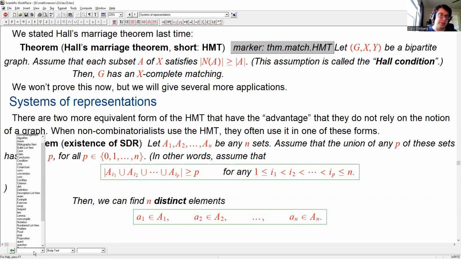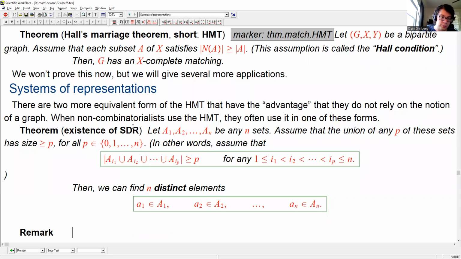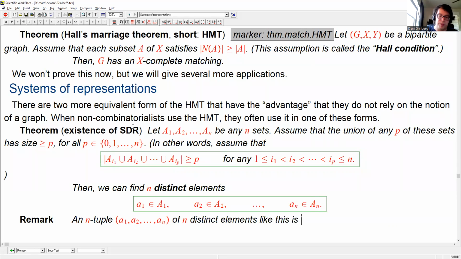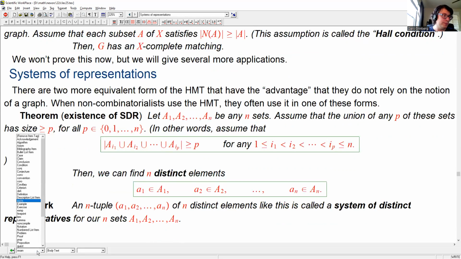And what is an SDR? Well, an n-tuple a1 ... an of n distinct elements like this, with each ai in Ai, is called a system of distinct representatives for our n sets A1 up to An. The name is fairly natural. We're basically choosing representatives from each of the sets and making sure that these representatives are distinct. So here is an example.